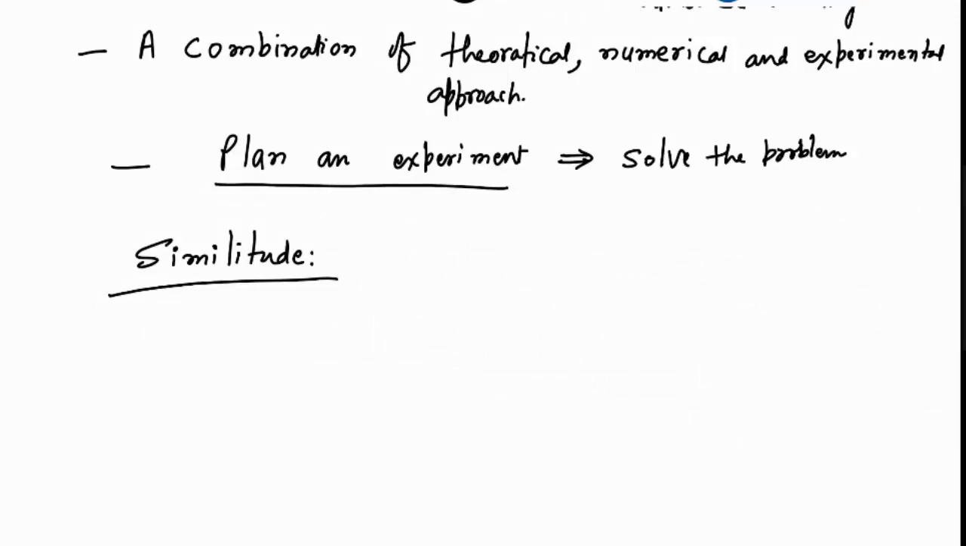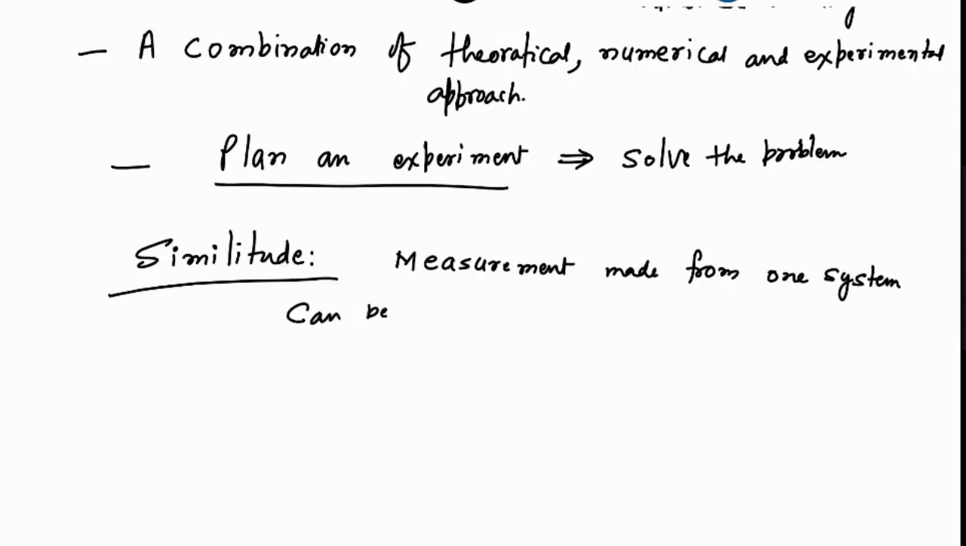Okay, so you're right, this word is related to similar. This means you want to make a model. So you have an actual scenario, and then you put a model in the lab, and then try to infer. So when we say similitude, this means measurement made from one system can be applied to the similar system. This is the idea.